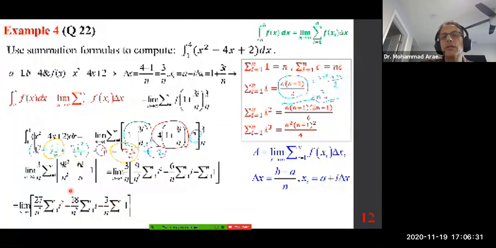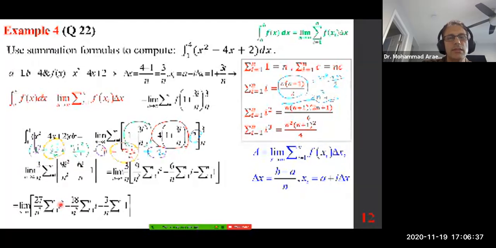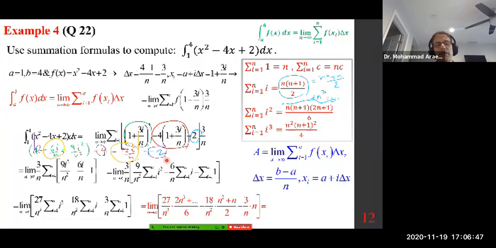Finally, summation of i squared, we already know it's 2n cubed, the numerator, over 6. We are going to replace that. Summation of i is n squared plus n over 2. We're going to replace that, and summation of 1 is n. When we do that, what happens? This one becomes 27 times 2 over 6 because we're taking the limit and we let n go to infinity.